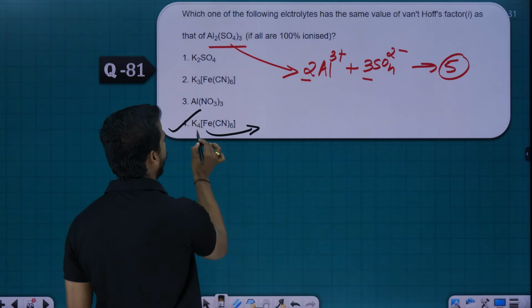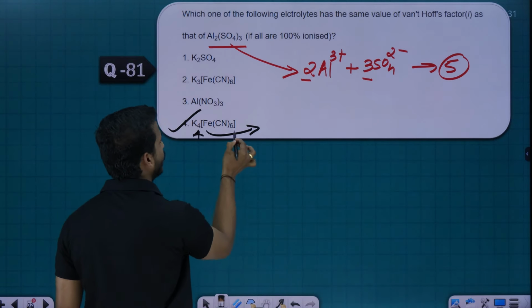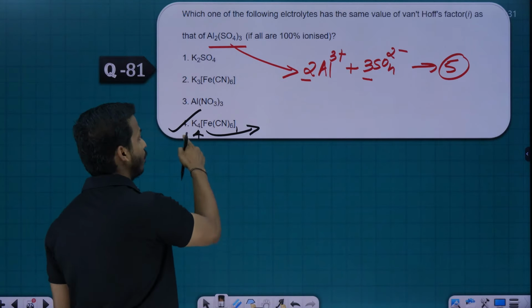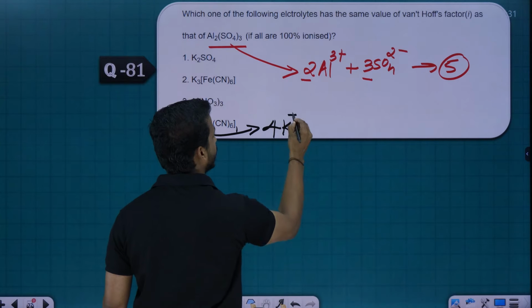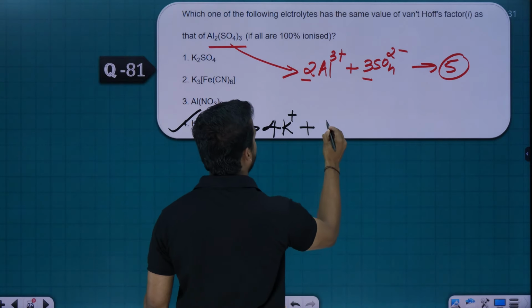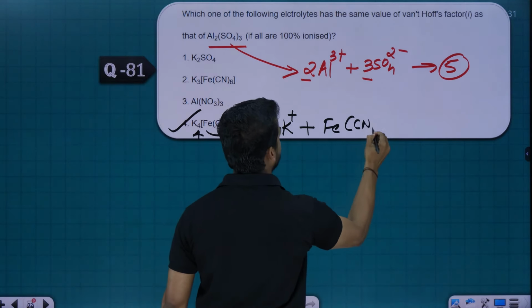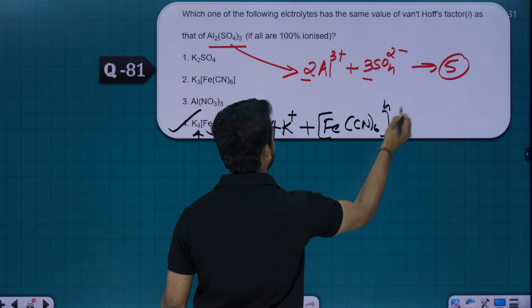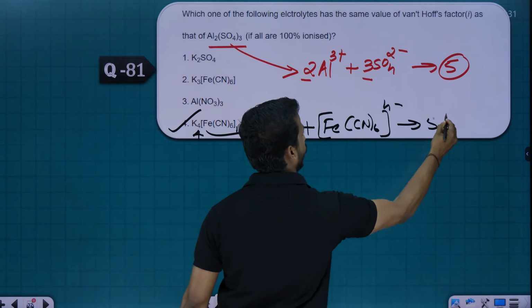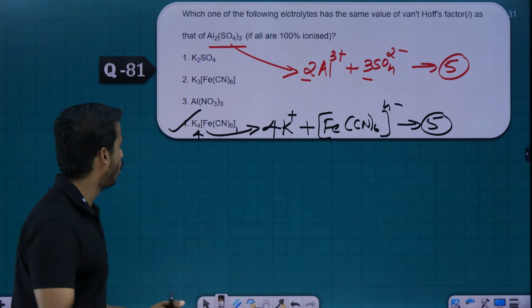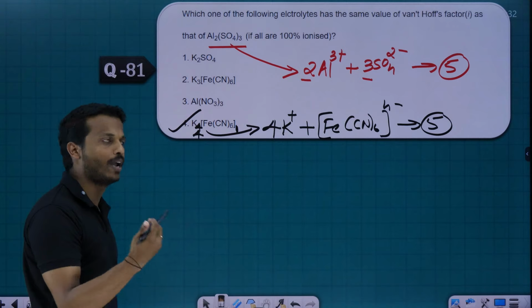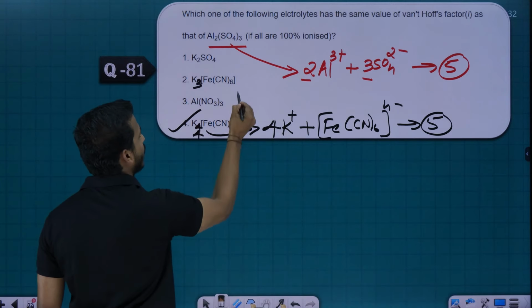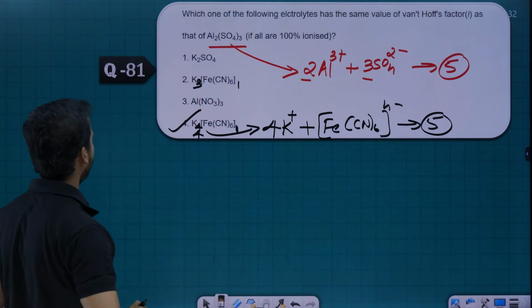How does this compound break, all of you? This is 4 potassium outside and the complex is 1 time. 4 plus 1, 5. How do you write this one? 4 potassium is there, plus [Fe(CN)6]4- is there. 4 plus 1 total is giving you what? 5 ions, right? Very simple. K4, right? So 4 is there, 1 is there. 4 plus 1, 5 ions. What about this one? Here 3 plus 1, only 4 ions.